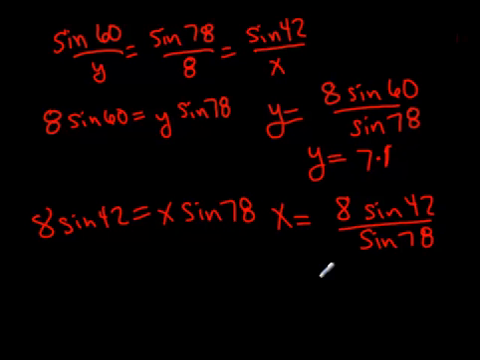So, the law of sines is used to solve for the missing parts of any triangle, given the fact that you have two angles and a side.